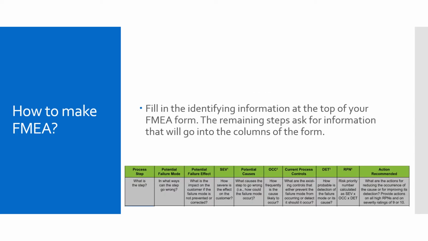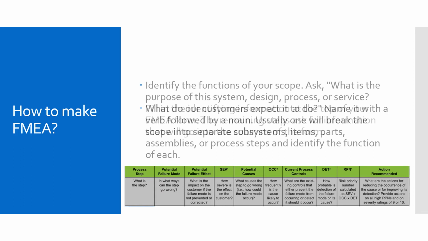Step 3. Fill in the identifying information at the top of your FMEA form. The remaining steps ask for information that will go into the columns of the form. Step 4. Identify the functions of your scope. Ask, what is the purpose of this system, design, process, or service? What do our customers expect it to do? Name it with a verb followed by a noun.